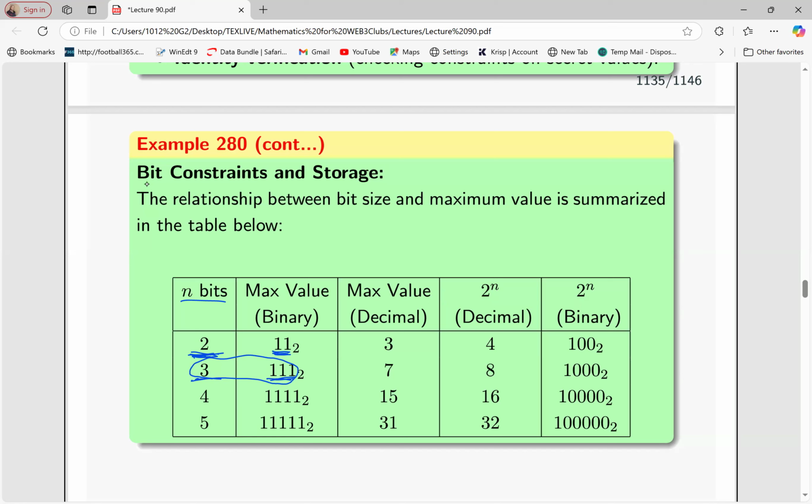Now, we looked at 2 raised to 3. 2 raised to 3 is 8, and 8 is 1 with the 3 zeros. These are 4 bits. But when you write 2 raised to 3, then minus 1, this is 7. And 7, in binary, will be 3 ones. So this is the largest 3 bit. 3 ones. This is 7.